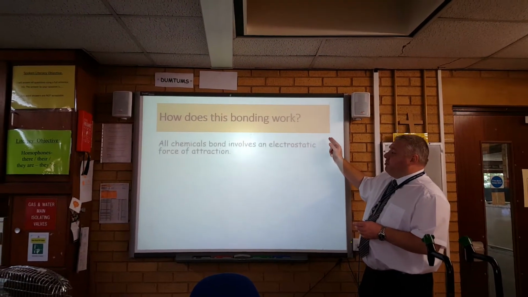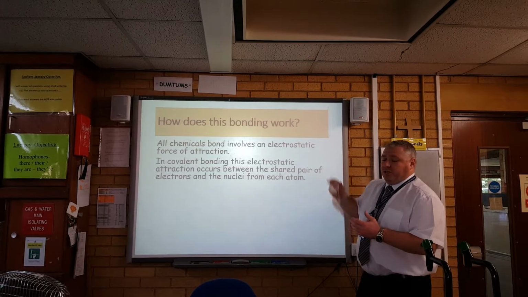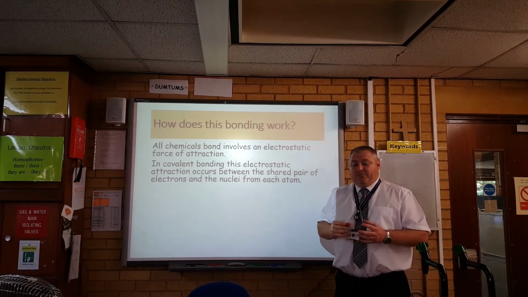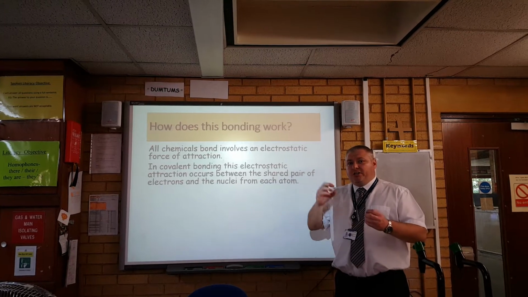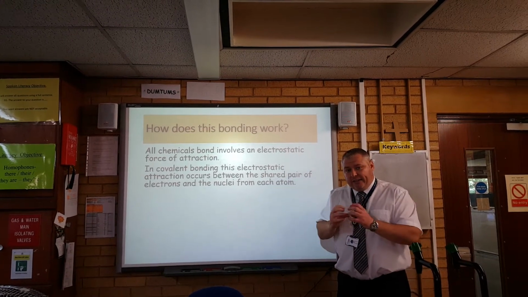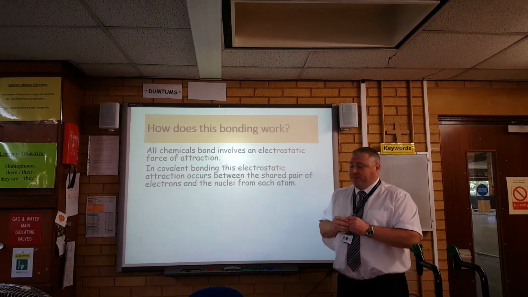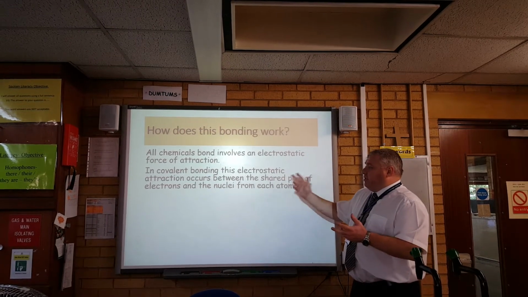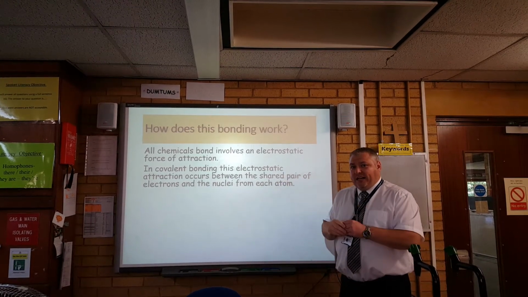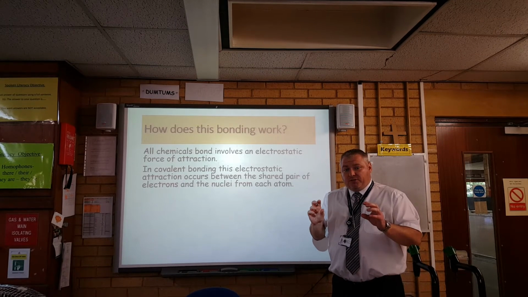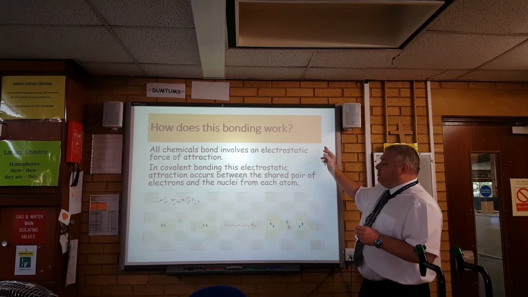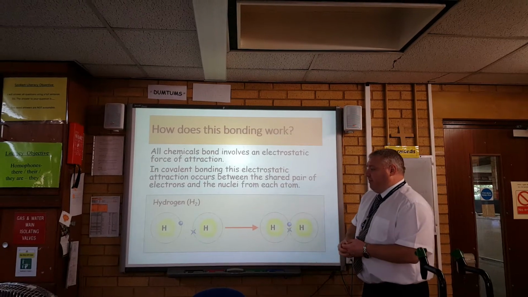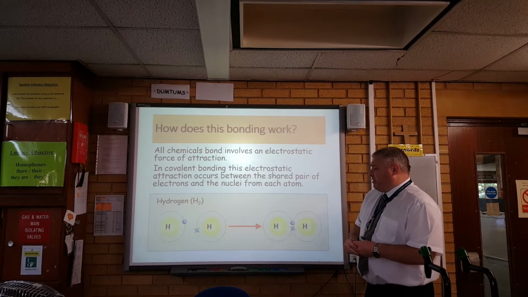So how does this bonding work? Well, all bonding is electrostatic attraction. So what does this mean? That means there's going to be a positive charge and a negative charge, and they're attracted to each other. So in this case, the nuclei of each of the atoms involved are the positives, and the shared pair of electrons are the negatives.